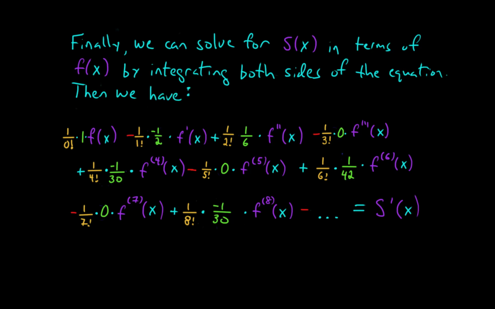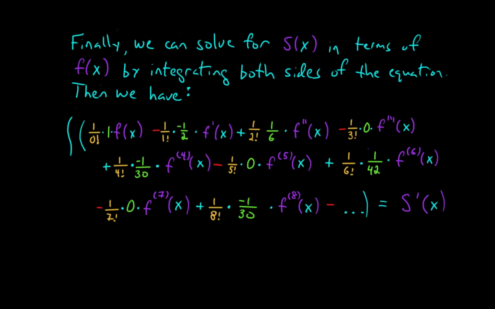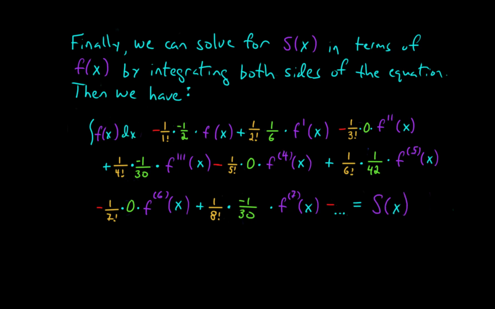this integral on the left-hand side of that entire sum equals the integral of s prime of x dx. And then when we apply the integral on the left-hand side, that first term becomes the integral of f of x dx. The next term becomes minus 1 over 1 factorial times negative 1/2 times f of x instead of f prime of x. The next term then becomes 1 over 2 factorial times 1/6 times f prime of x instead of f double prime of x, and so on. Each of these higher order derivatives of f of x gets antidifferentiated one time.